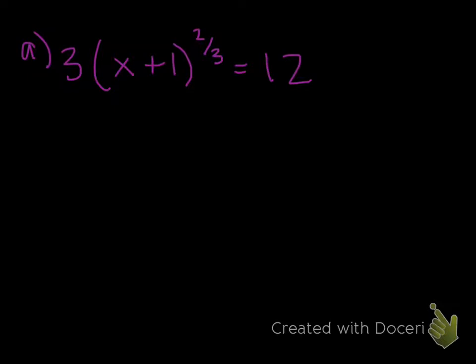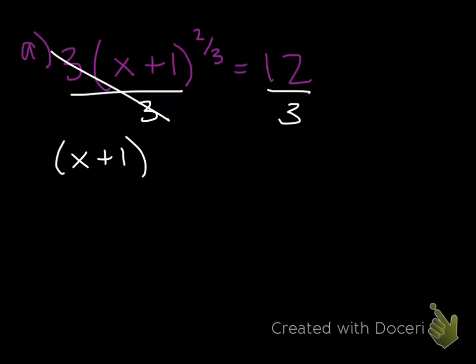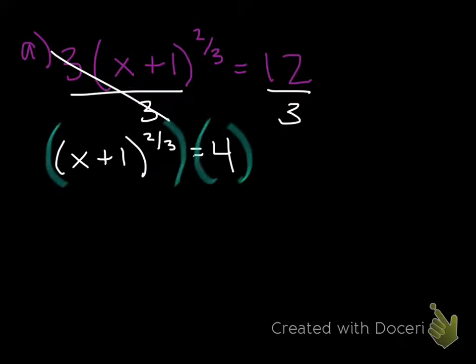So now we're going to kind of step it up a notch. Again, solving exponential and radical equations. So I will begin by dividing by 3. I am left with the quantity of x plus 1 raised to the 2/3 power, and this is equal to 4. So because we're in exponential form, we are going to raise both sides to the reciprocal, which will be 3/2.